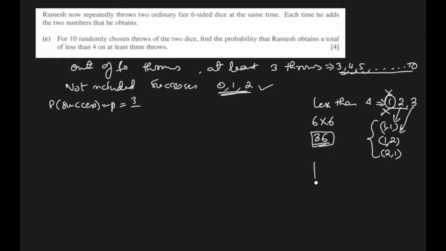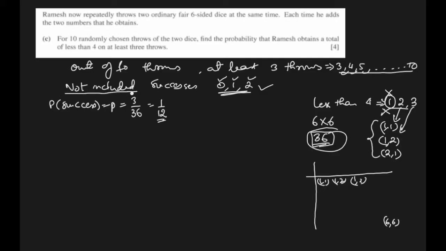In other words, sometimes you might have done this, we can make a table like this: 1,1, 1,2, 1,3, right? Like we make a table and the last one is 6,6. So if you count all those combinations, they are 36. So 3 out of 36 is the probability of success, which is 1 out of 12, right? And now we want either 0 success, 1 success or 2 success, then we'll subtract it from 1 because they are not included. So what will be our answer now?